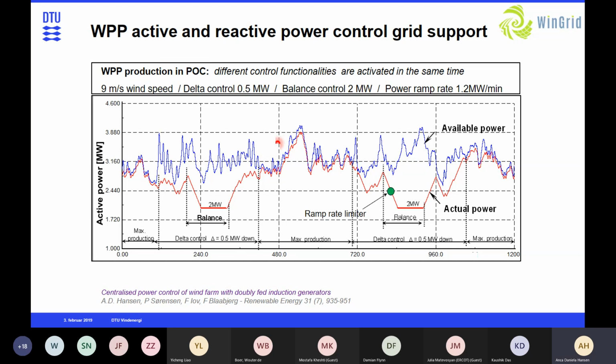It's starting running with this reserve, and then on top of this, we asked the wind power plant to run with the balance control, and then back. And of course, we also have implemented the ramp limiter on this, so how fast the wind power should be changed. And this is repeated again.